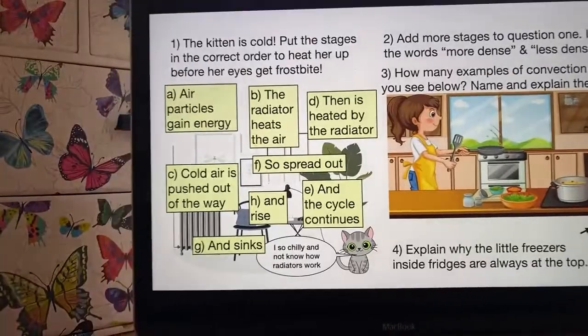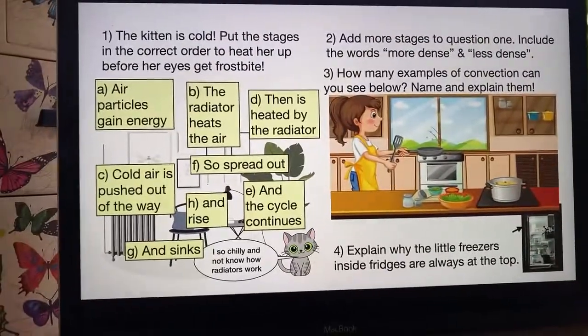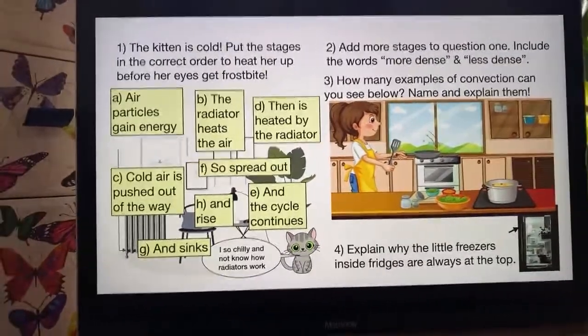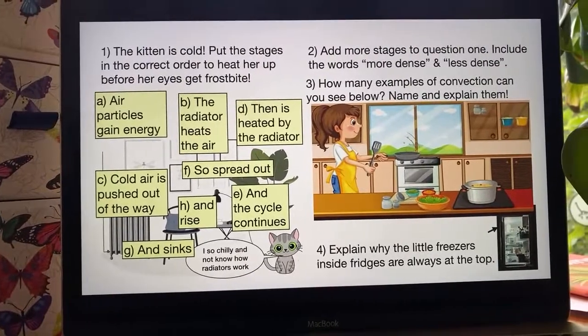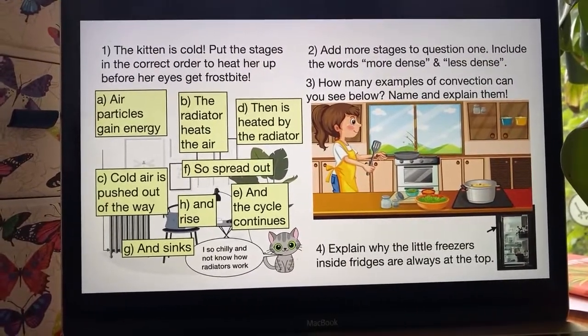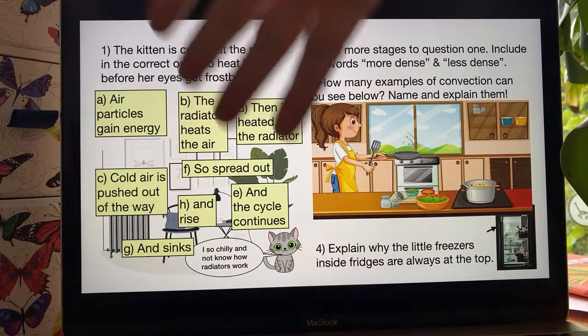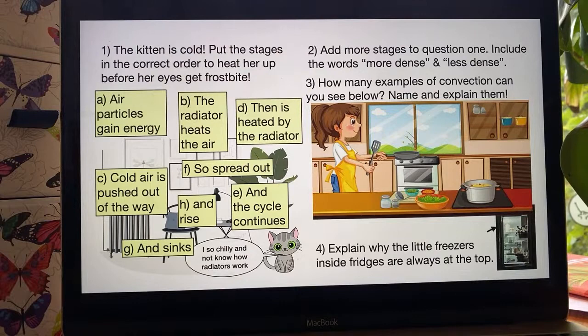So, question number 1. We've got a kitten here and it's cold. Can you put the stages in the correct order to heat up this little kitten before her eyes get frostbite? This is quite hard, I think. Put all these stages in order to describe how a convection current works.